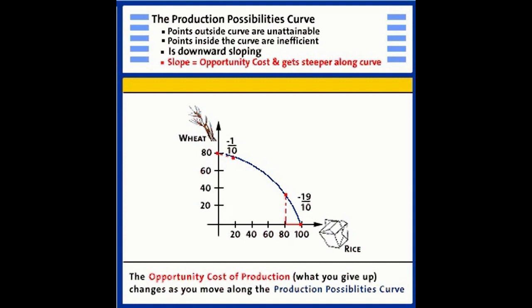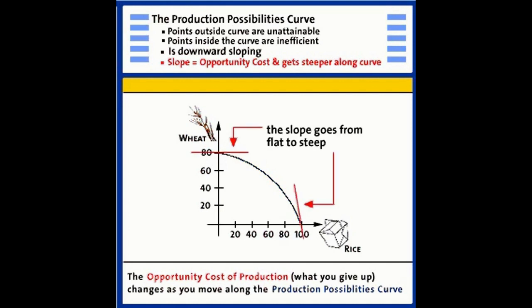What does that tell us? It tells us that the opportunity cost of producing rice is increasing. The more rice we produce, the more expensive it gets to make another bushel. Why? That's because not all resources are equally well suited for the production of wheat and rice.